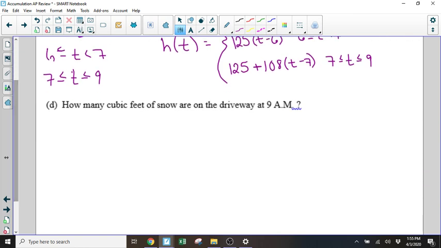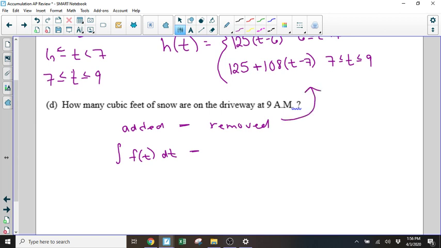And our last question on this one: how many cubic feet of snow are on the driveway at 9 a.m.? Well, the cubic feet of snow on the driveway at 9 a.m. is going to be the combination of how much has been added and then also subtracting how much has been removed. So if we go back up above, the rate of what we are adding is f of t, which means the actual amount that we are adding is the integral of f of t dt, and we're going to subtract from that how much we are removing. In this problem, we just found a function of how much we are removing, which would be h of t.